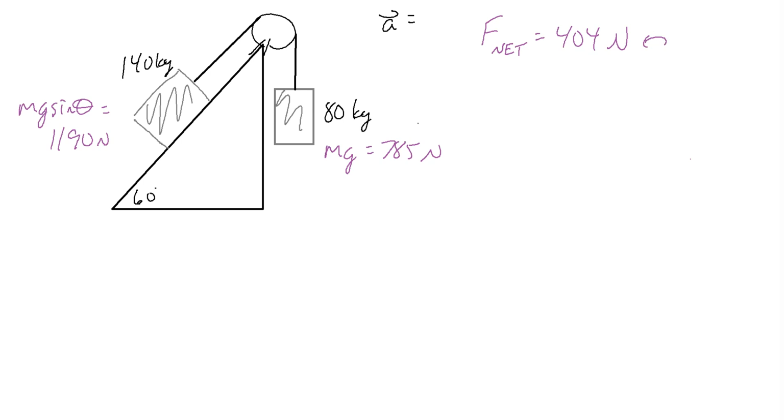Okay, so if I want the acceleration, that would just be the net force divided by the mass. So I'll take the 404, and I'll divide that by the total mass altogether, because they're tied together, which would be 220. And if I do that, we get an acceleration of 1.8 meters per second squared towards the left. Okay, all right, let's just modify this a little bit and build on the same question.